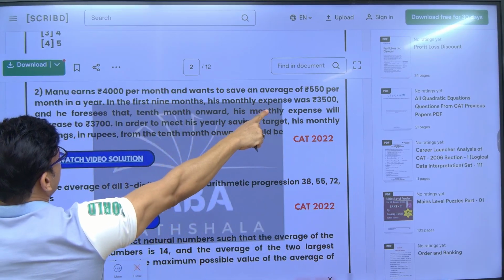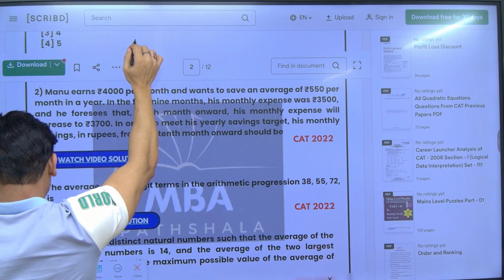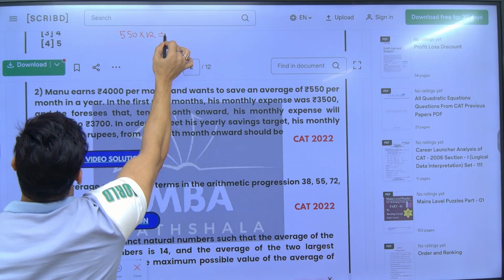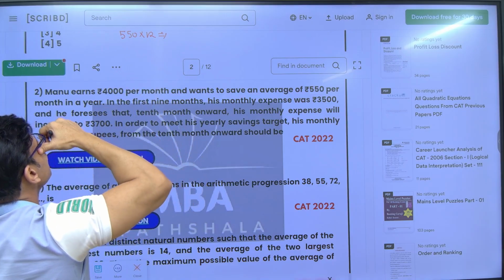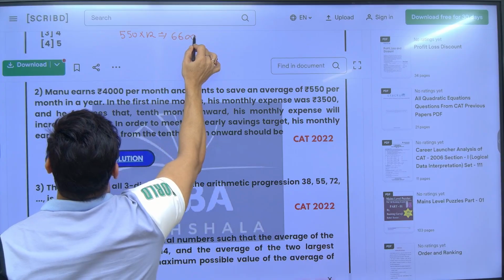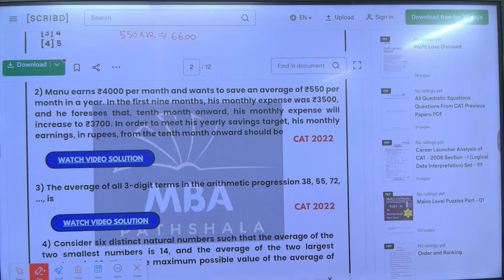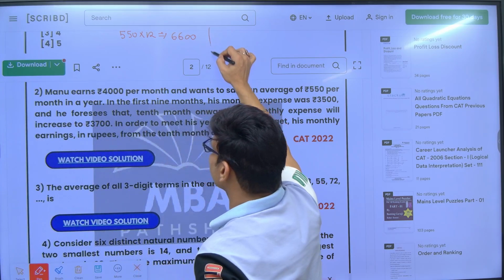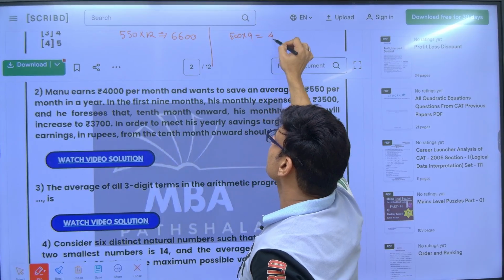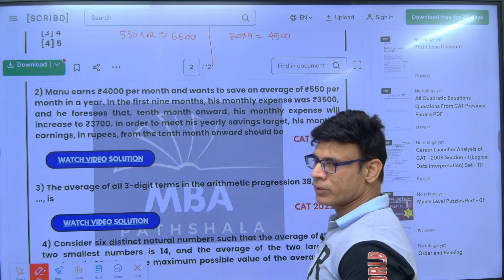How much he wanted to save at the end of year? 550 into 12, which is equal to 6,600. Right? This is what he wanted to save. What happened in first 9 months? How much he could save? Only 500 for 9 months. So total 4,500. So he could save 4,500.